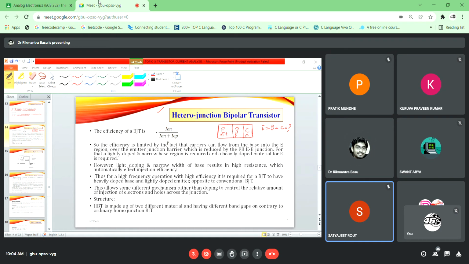That means we have used a uniform material. My intention in asking this question is that we have used a uniform material for whether emitter, base, or collector. There is no variation in the material. What happens with material variation?